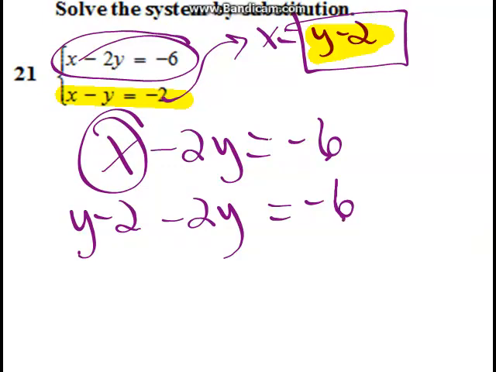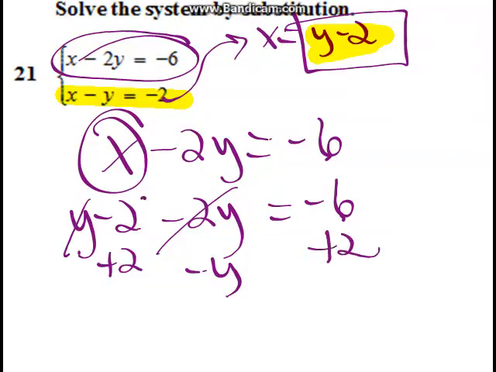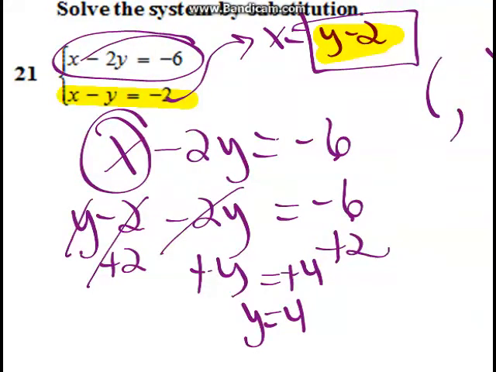And now just clean it up. So combine your like terms of y and negative 2y, and we're going to get a negative y. And then add 2 to each side to get rid of that. And then we're going to have negative 6 plus 2 is negative 4. Now we have negative y equals negative 4, so divide each side by a negative 1, and it flips both the signs around. So we get y equals a positive 4. So we have half of our solution, excuse me.